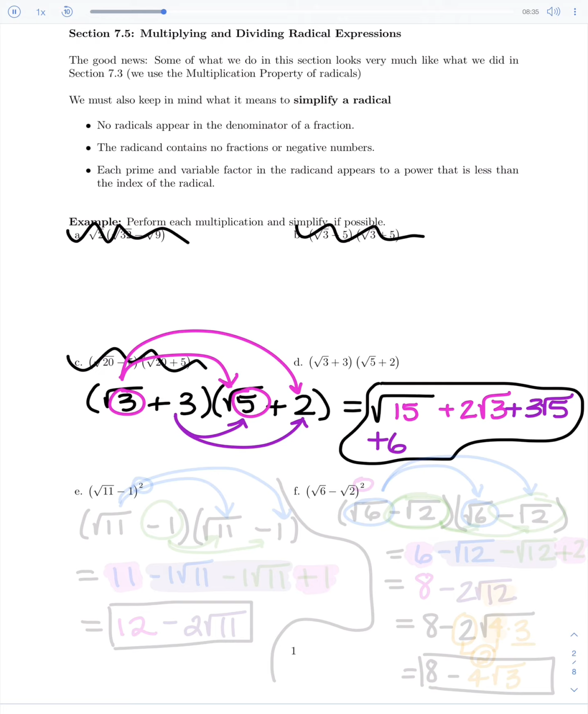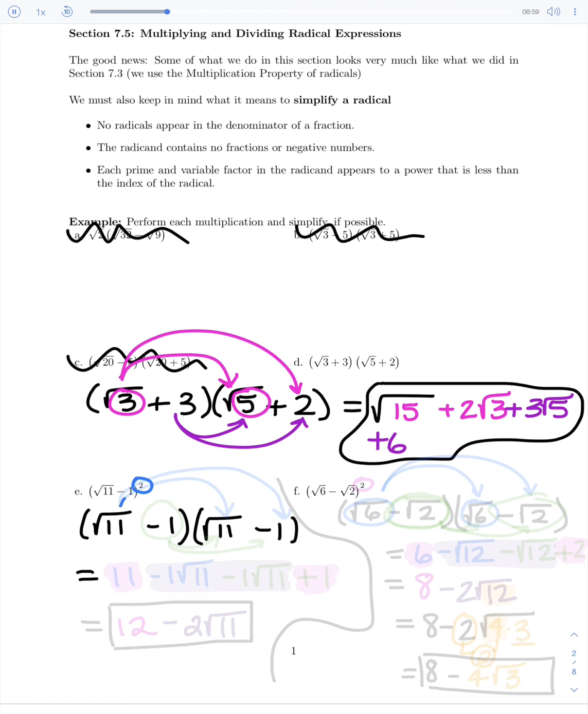Let's take a look at problem E. In problem E, we have a squared on the outside of our binomial, which means we have 2 twinning copies that are identical. So I'll have a square root of 11 minus 1 times its twin, another square root of 11 minus 1, which shows me that, again, I have to FOIL.